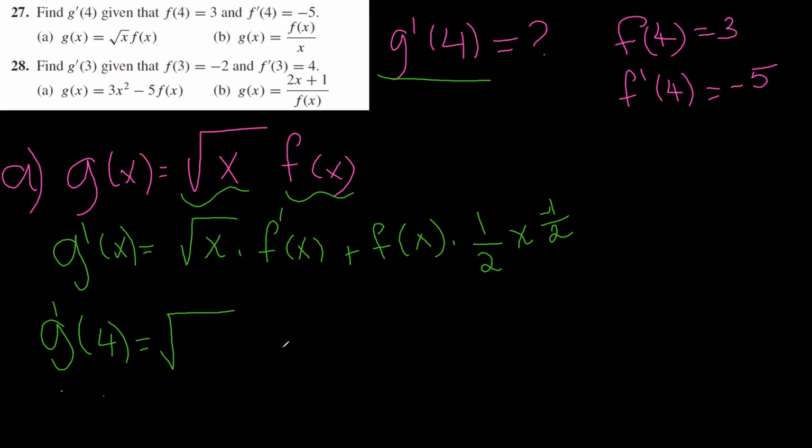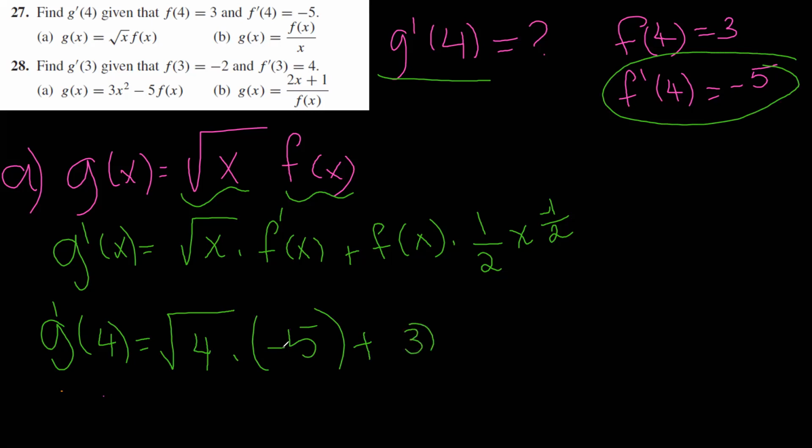It's 4 times 4. f prime of 4 is -5, plus f of 4, which is 3. It's also given times 1 over 2 square root of x, which is 4.